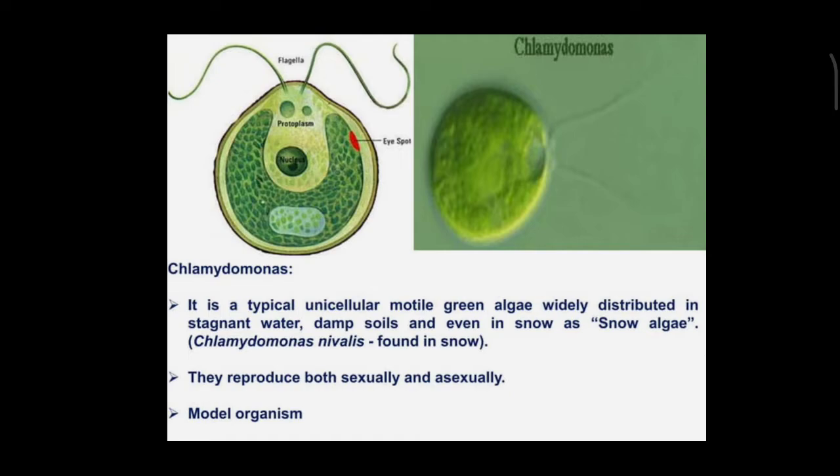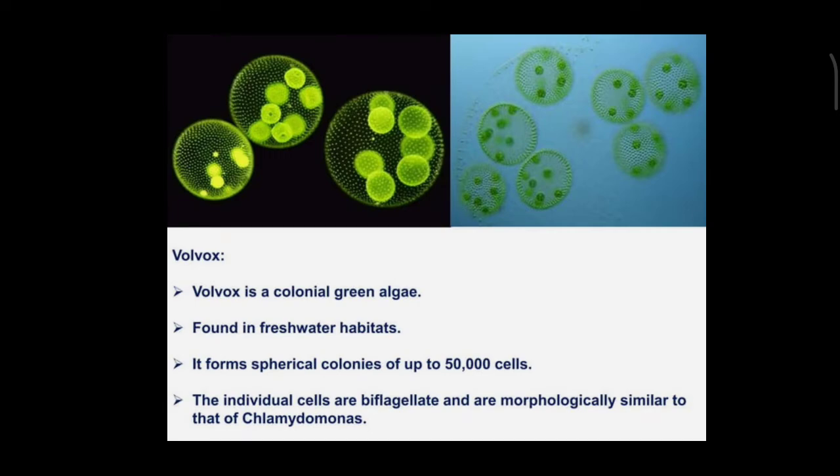the Chlamydomonas. It is a typical unicellular motile green algae widely distributed in stagnant water, damp soil, and even in snow as snow algae. This Chlamydomonas nivalis is found in snow. They reproduce both sexually and asexually, and this is a model organism for green algae. And next we are going to see about the Volvox.